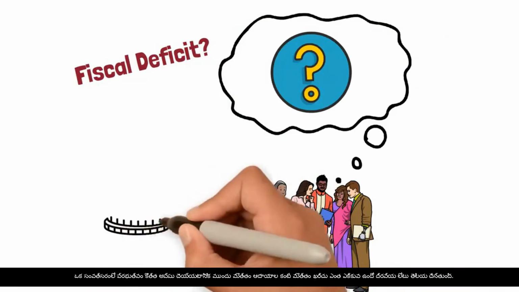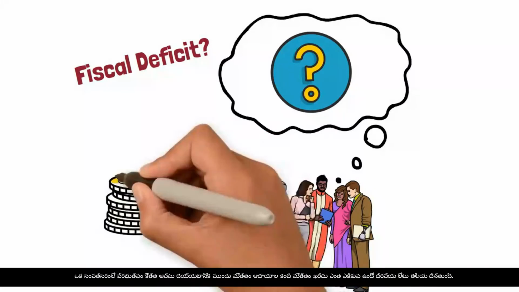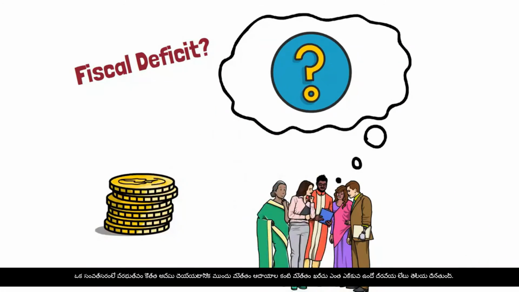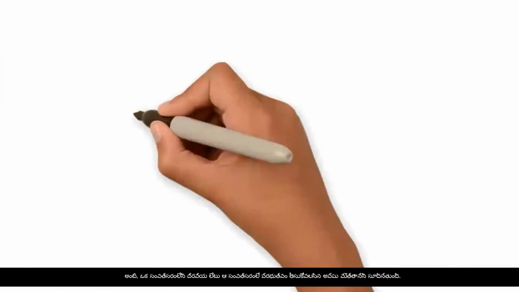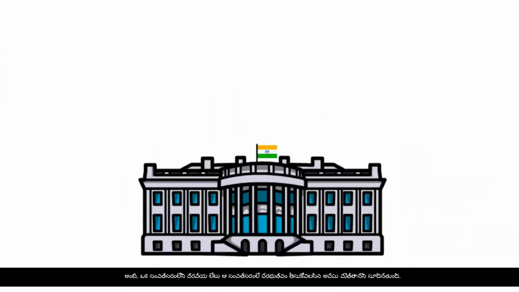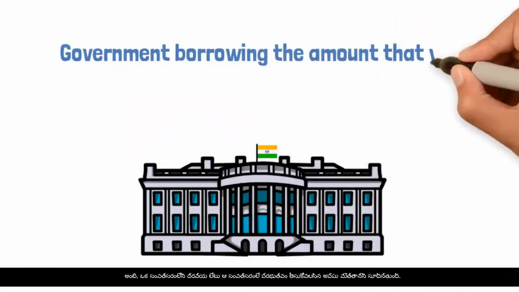Fiscal deficit is the excess of government's total expenditure in a year over its total receipts that year before taking up any fresh borrowing. Thus, fiscal deficit for a year indicates the amount of borrowing to be made by the government that year.